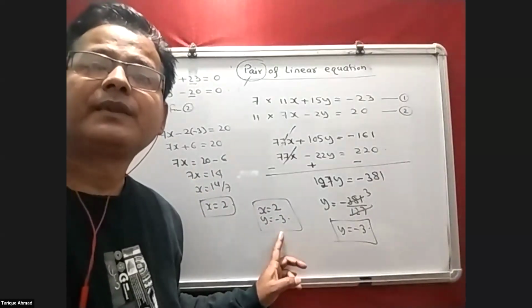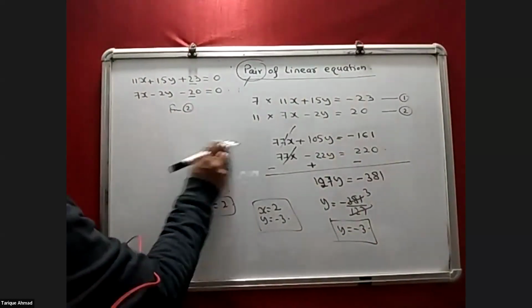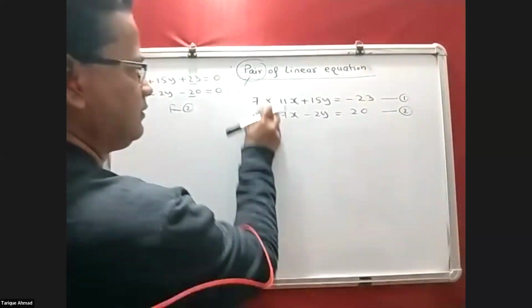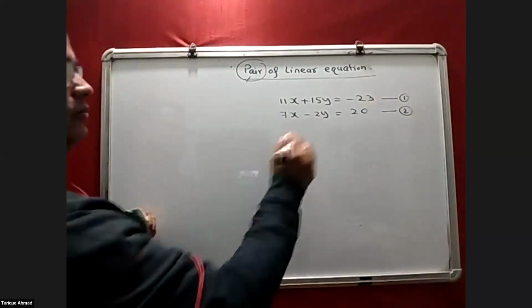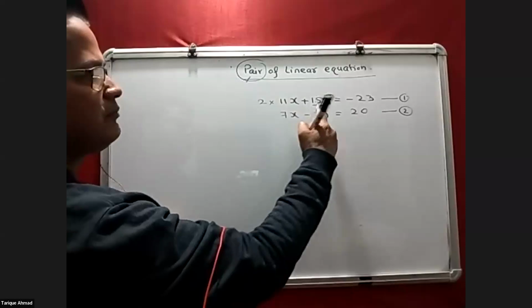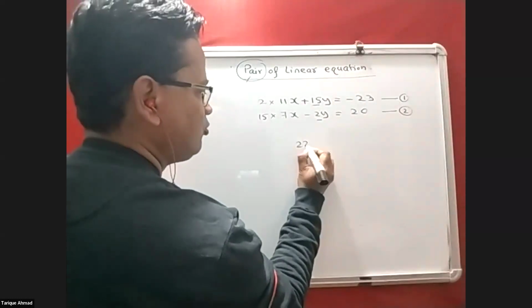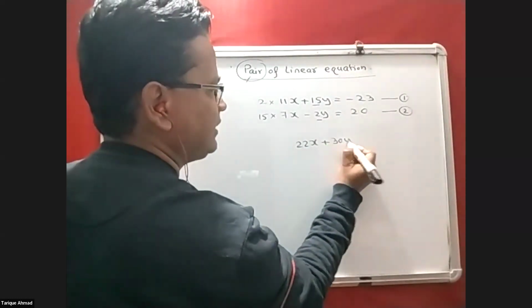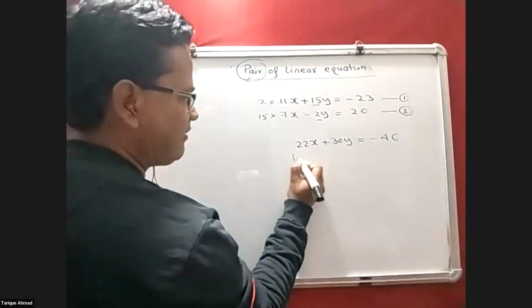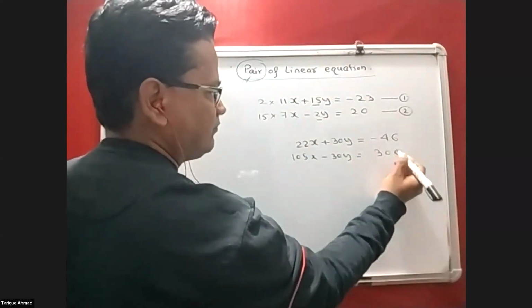Getting? Okay, again the same. As Sitaraman said, we should equate the coefficient of y. See, again we will get the same value. So to equate these two, multiply 2 in the first equation and multiply 5 in the second equation. Multiply 2 with all the terms: 22x plus 30y equals minus 46. Multiply with 5: 105x minus 30y equals to 300.